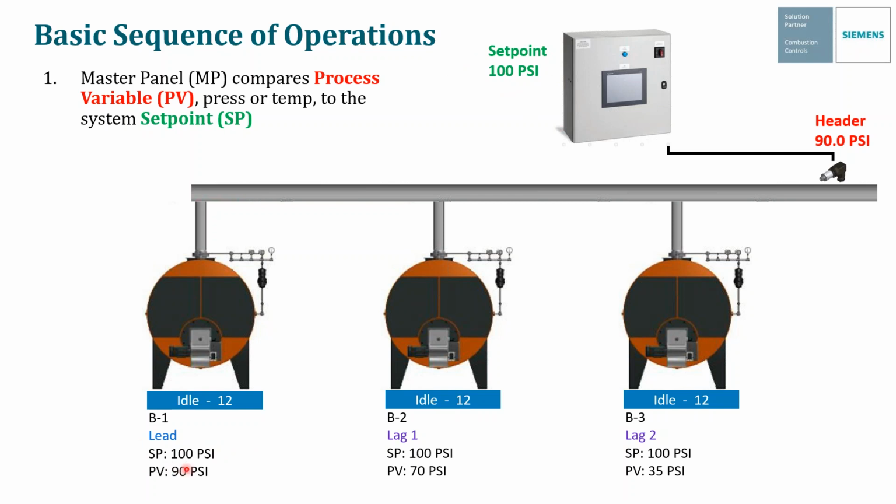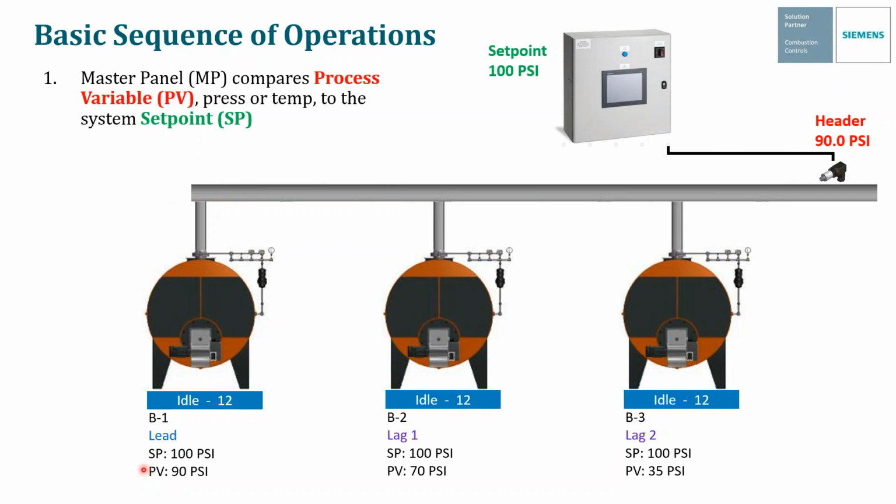So now we have local set points here for, let's say, boiler number 1 is 100 PSI, and boiler 2 and boiler 3 are all set for 100 PSI. But these are different. These are local set points compared to the system set point, which is at the master panel. The header pressure here is called the process variable. But again, this is the system process variable, and there are different process variables for each individual boiler. And these are going to be the pressures at the boilers themselves.